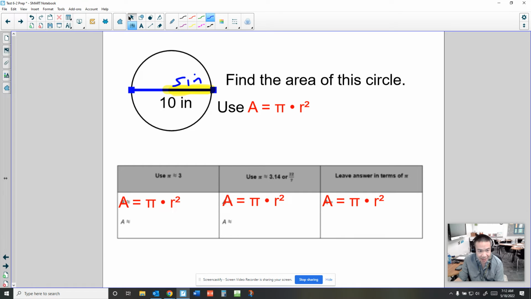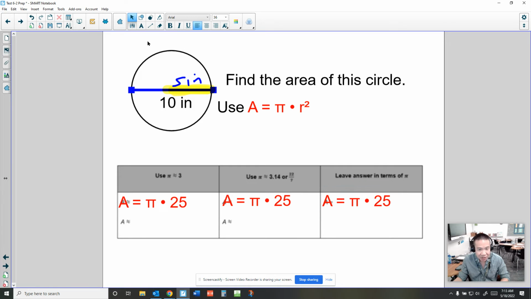So let's replace the r, the radius, with 5. Let's replace this r with 5. Let's replace this radius with 5. So what is 5 squared? That's called exponents. It is repeated multiplication. 5 times 5 is 25. So I'm going to replace this 5 squared with 25.